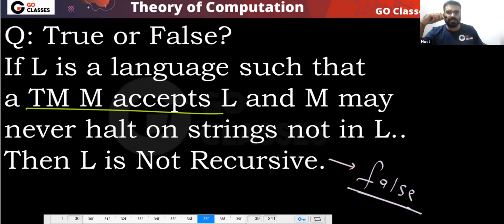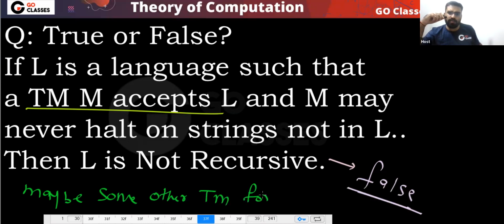Because maybe this Turing machine is not halting, but maybe some other halting Turing machine is there. Agree or not? Tell me. Maybe some other Turing machine is there. There exists a halting Turing machine. Maybe some other Turing machine for L always halts. Agree or not? We don't know. Did you get it? Please tell me. Is this clear?